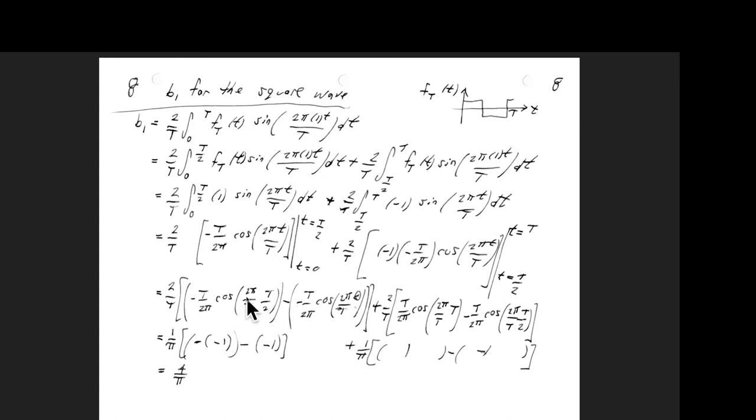So cos of pi is minus 1. Cos of 0 is 1, but there's a minus sign here, so that's why there's a minus sign here. Cos of 2 pi is 1. And then cos of capital T, the T's cancel, the 2's cancel. Cos of pi is minus 1. So these minuses turn into 2. These minuses turn into 2. We get 4 over pi when we're done working out this single coefficient, which is approximately 1.3.